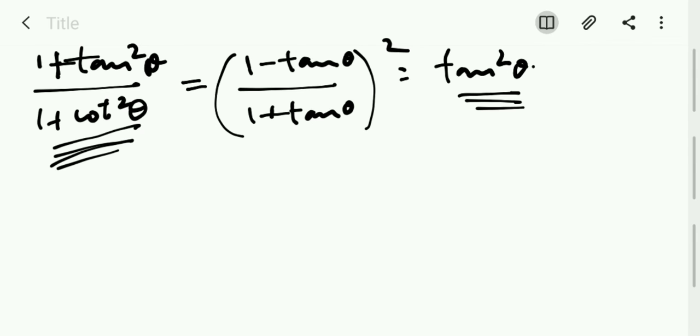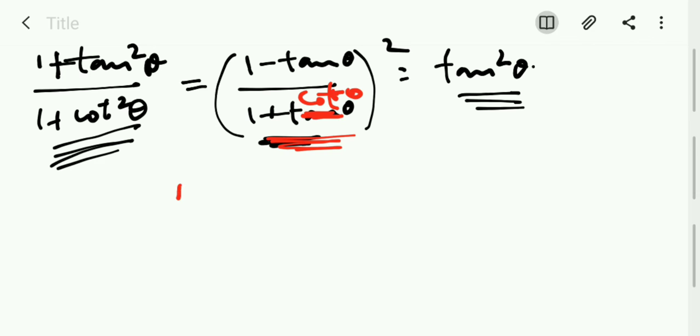Now what we need to do is prove the middle one, that is 1 minus tan theta by 1 plus, sorry, this is a cot theta, the whole square is equal to tan square theta. Now how to prove this? Now this is what you need to know. Anyhow we have proven this, it was very easy. Now you need to prove this.